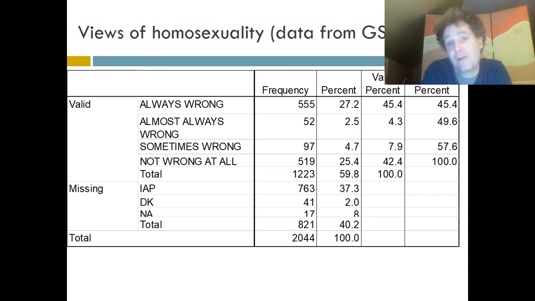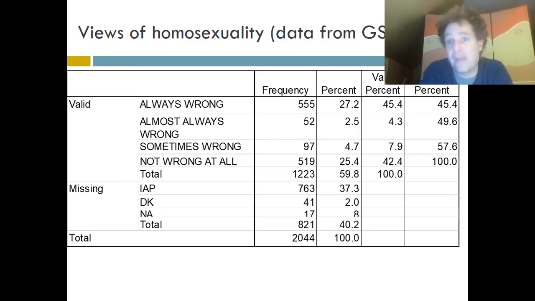The second column we have is the frequency. So the frequency is simply the number of people who gave a reply for each one of those possible answers. Right? So the total number of people who answered it was 1,223. Right? That was the total number of people who gave an answer. The total number of people who were missing was 821. So that's actually quite large, right? That's actually a fair percentage. We can see that there's about 40%, right? So 40% of the people chose not to answer.